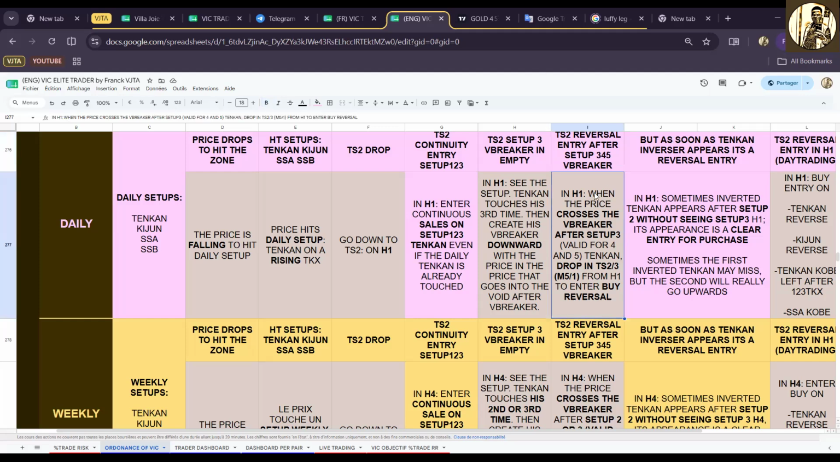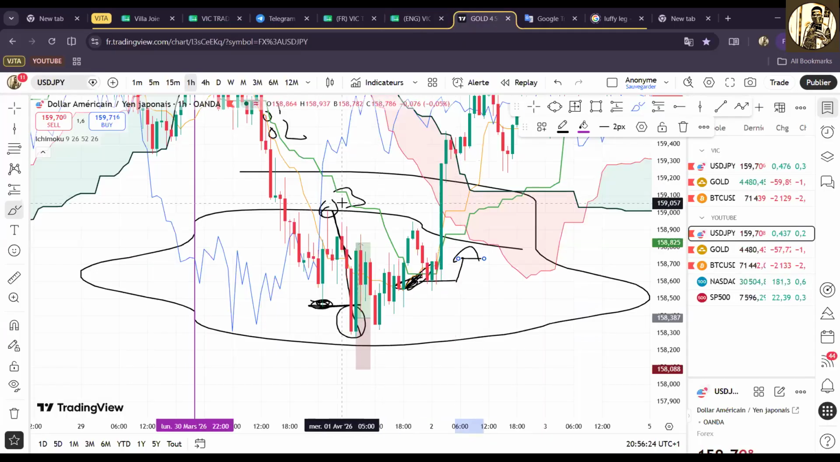What I am trying to say here is this: in TS2, a reversal entry after the setup 3, 4, 5 on V breaker. So this is the setup 3, in 1 hour. The setup number 3 created this V breaker. I told you to enter here. The first take profit will be the setup number 4. But the setup number 4 on Tenkan that is still bended to the downside during this 1 hour will not create a new V breaker. So you can buy this one and go on break even.